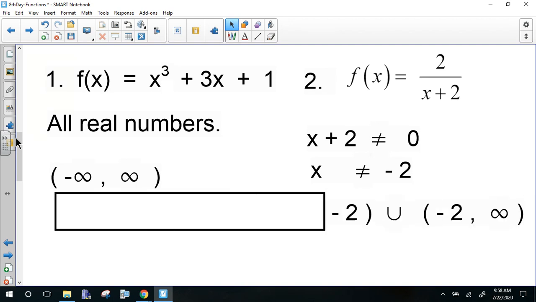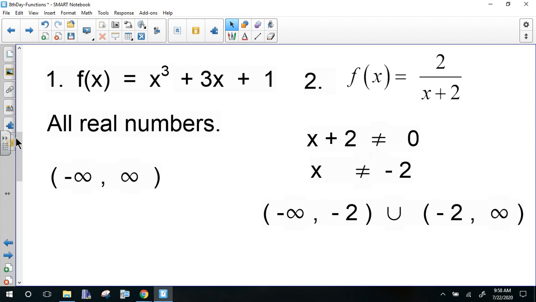So how do I write that? Well, I want to exclude -2. So I go from negative infinity to -2, but I don't include it, so I use parentheses. And then I'll go from -2 to infinity, but I don't want to include the -2, so I use a parenthesis. And I always use parentheses after or before an infinity symbol.